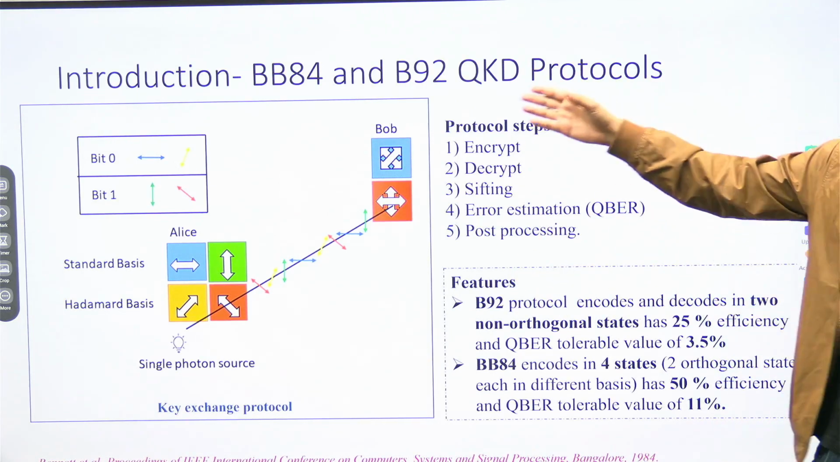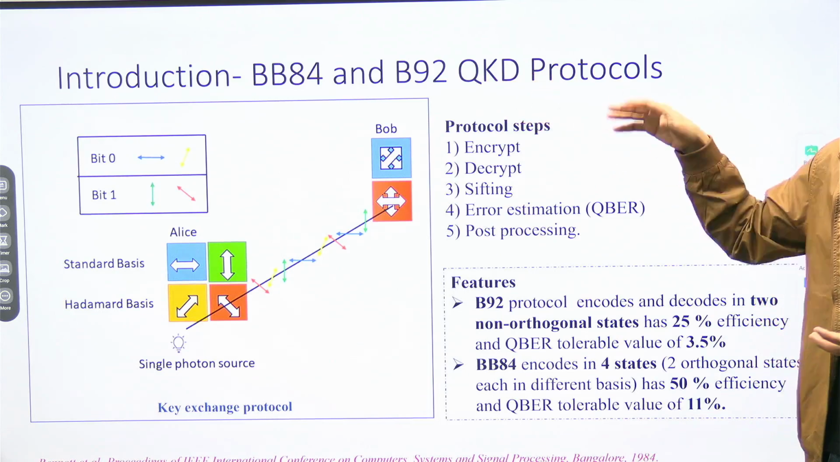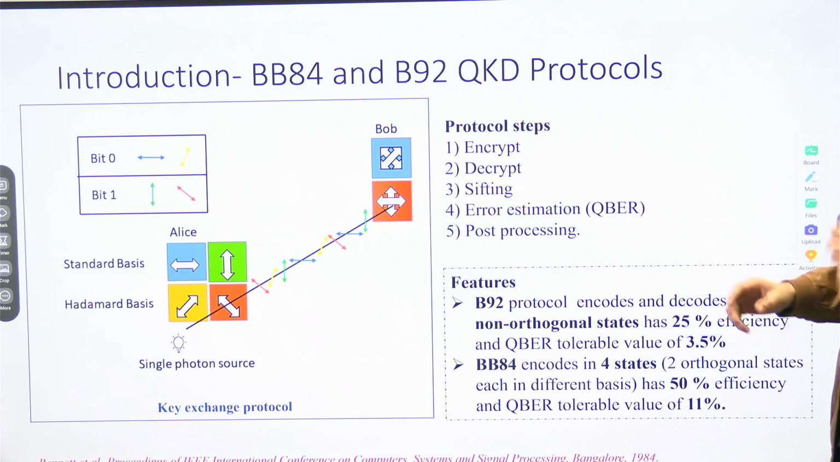This is one of the protocols which allows quantum communication. BB84 is one example, and B92 is a simplified version of BB84. So what you do?